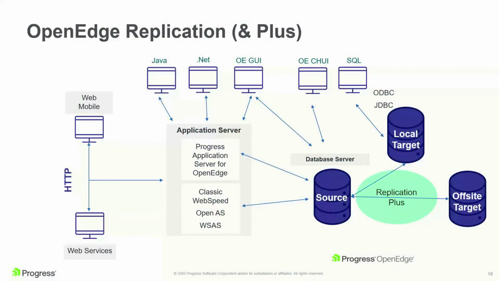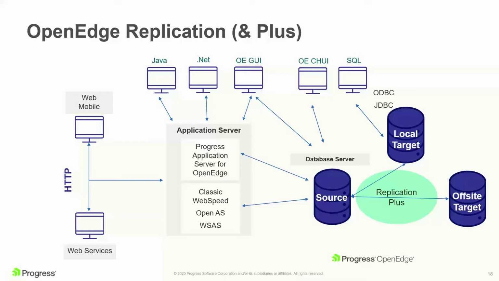OpenEdge Replication allows you to have up to two hot standby databases. It copies the transaction log after-image notes to the target server and applies these notes continuously into the target database, thus providing a database always in sync with the source DB and always online for fast failover.